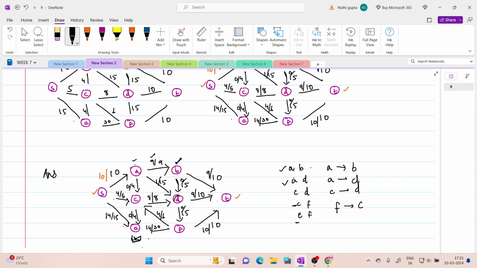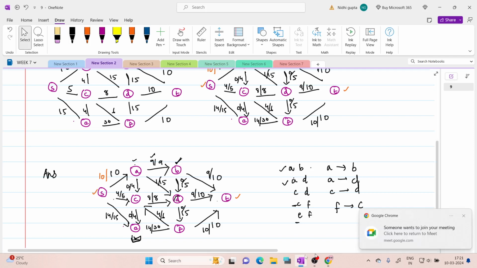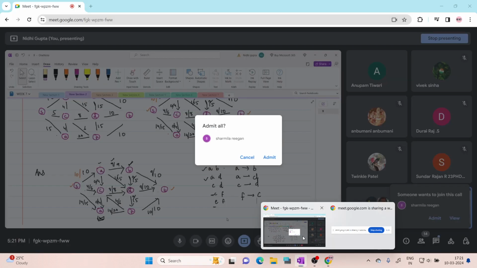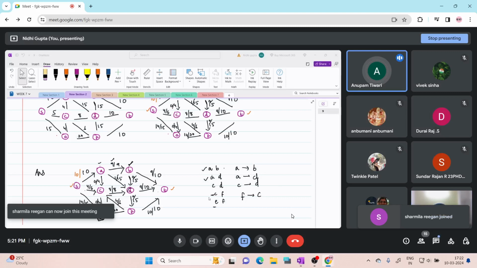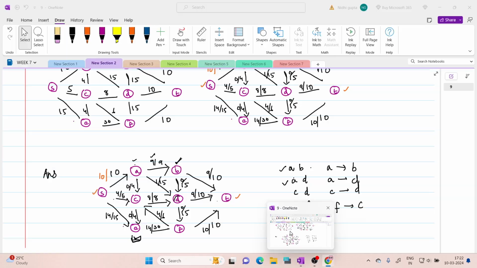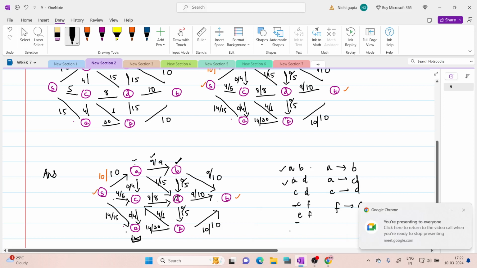And the last, what should be the direction of edge EF? It should be E to F, because the inflow is 14, so the outflow should also be 14. So it should be E to F.